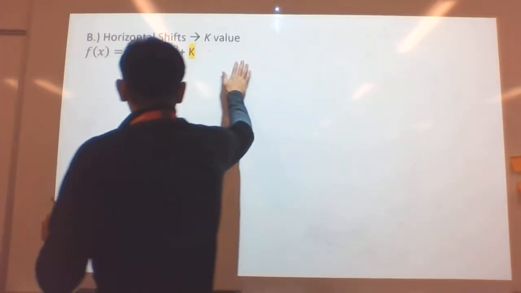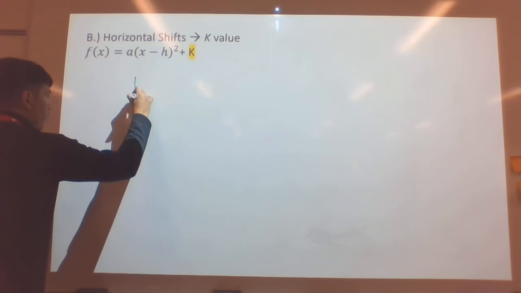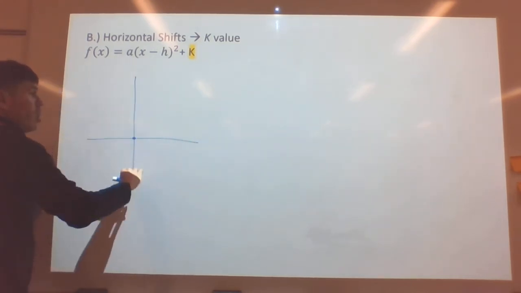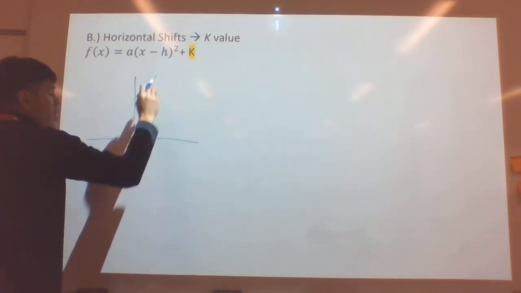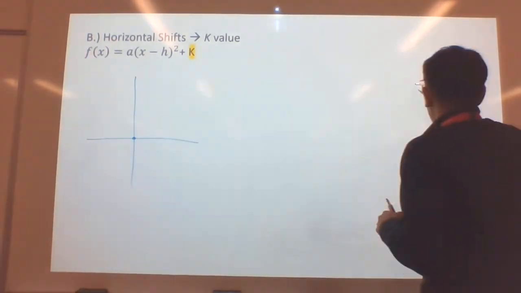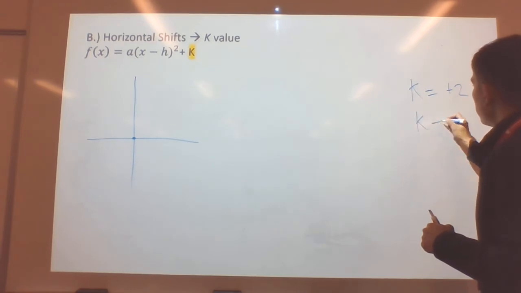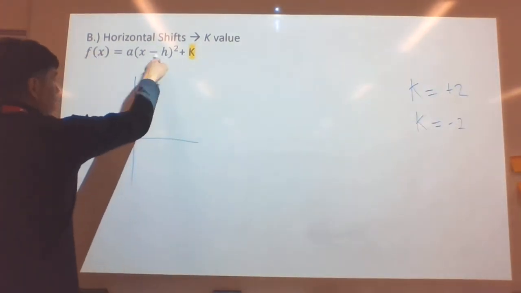Another vertex form parameter: we're talking about the k value. My k value tells us whether we go up or down. So whatever the value here is, we go up or down. Let's say k value equals plus 2, and k value equals minus 2. How would that look? We're not going to mess with the h right now. We're going to leave it alone.